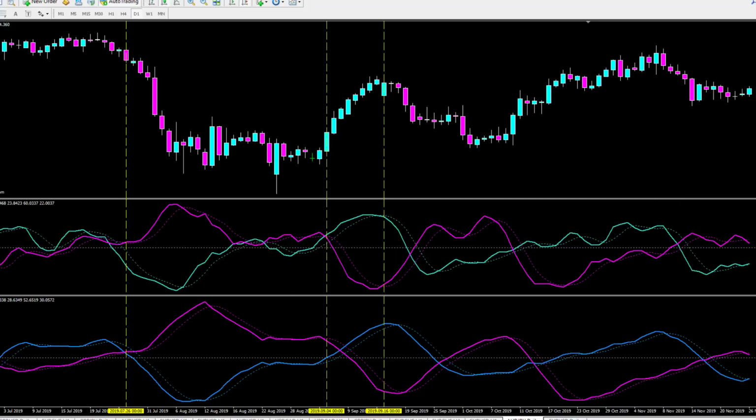Now, you can see if I use slower settings, the waves are much bigger. There are no whipsaws, but they get you in later and they get you out later. So you've got a balance between sensitivity and getting in and out later rather than sooner. But these moving average crossovers help you a lot in that regard.